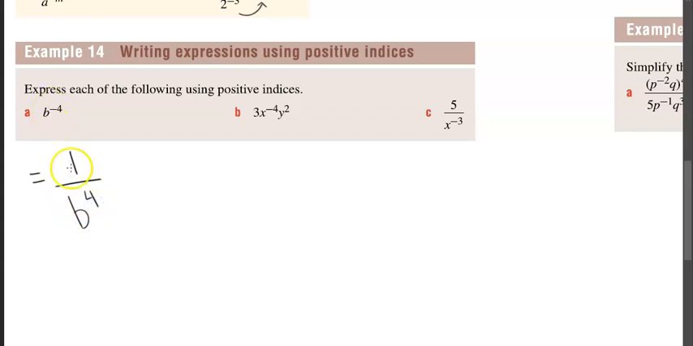So we got rid of that negative because we're using positive indices, just by putting that b to the bottom and taking away that negative, making sure we put that 4 there as a power. The next one, 3 times x to the power of -4 times y to the power of 2.